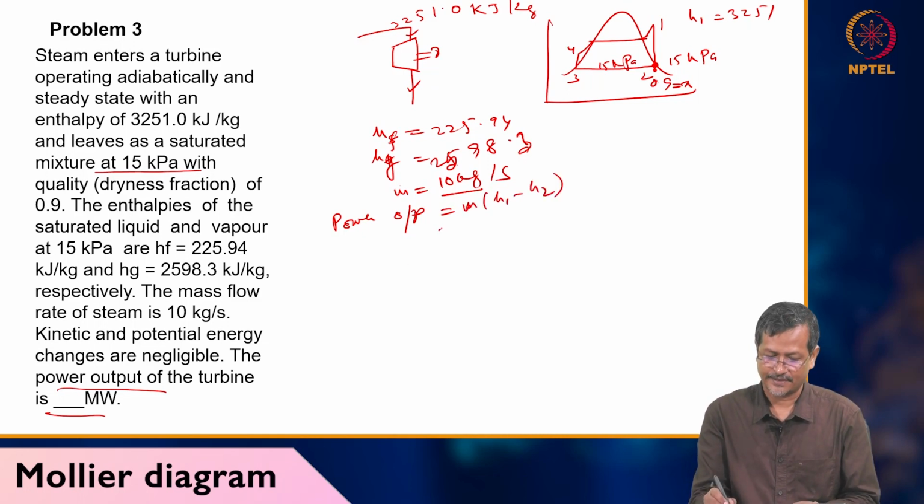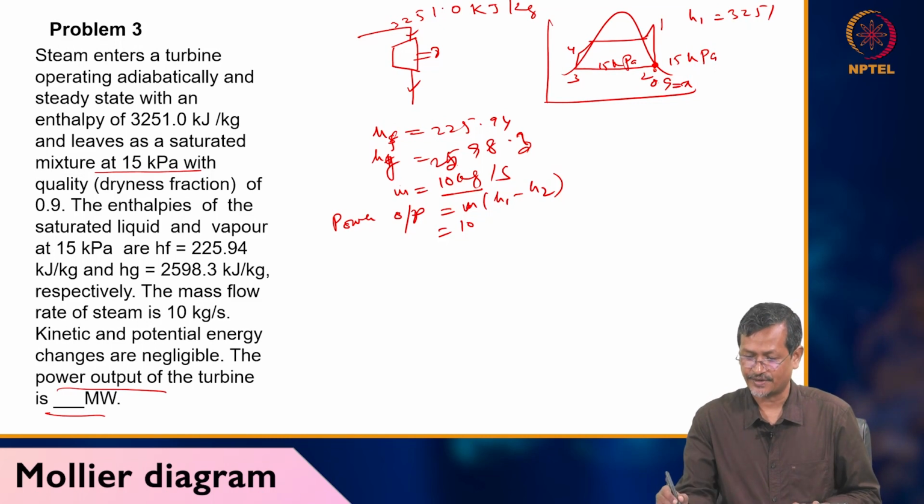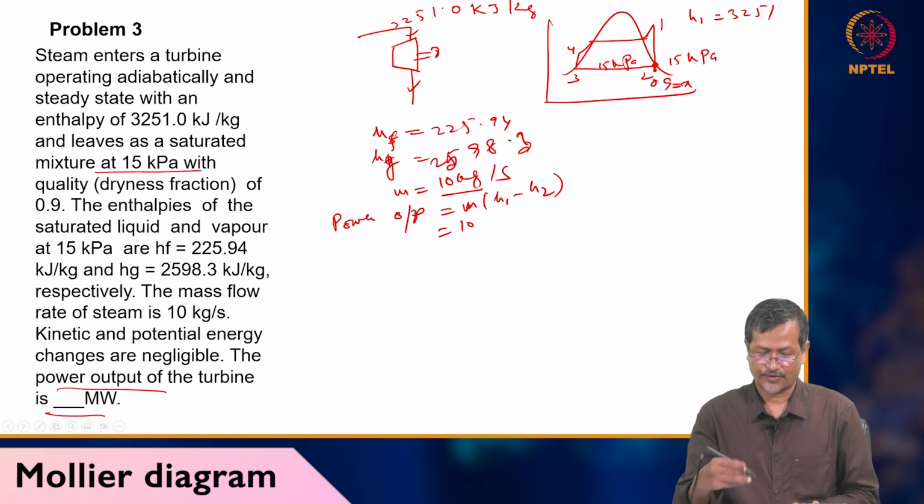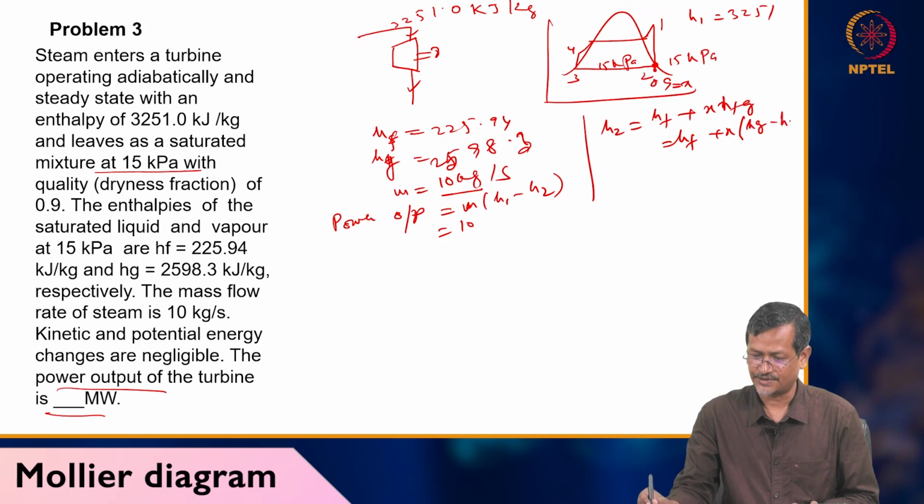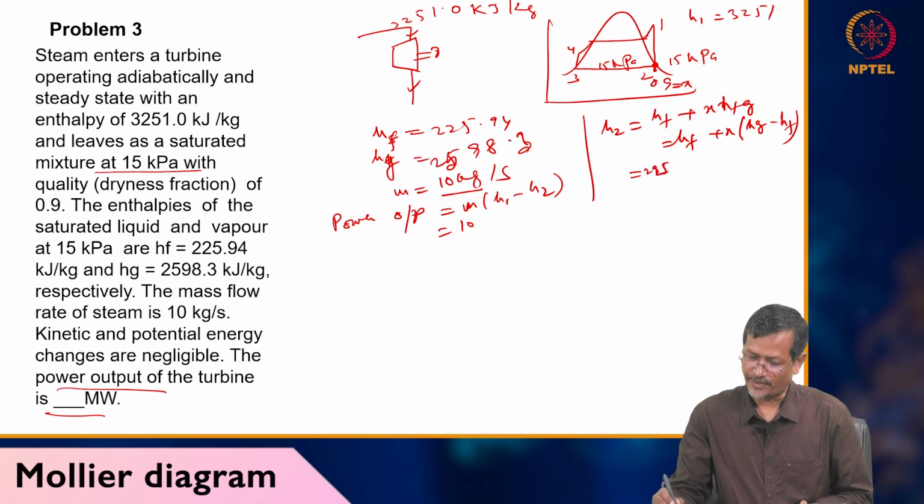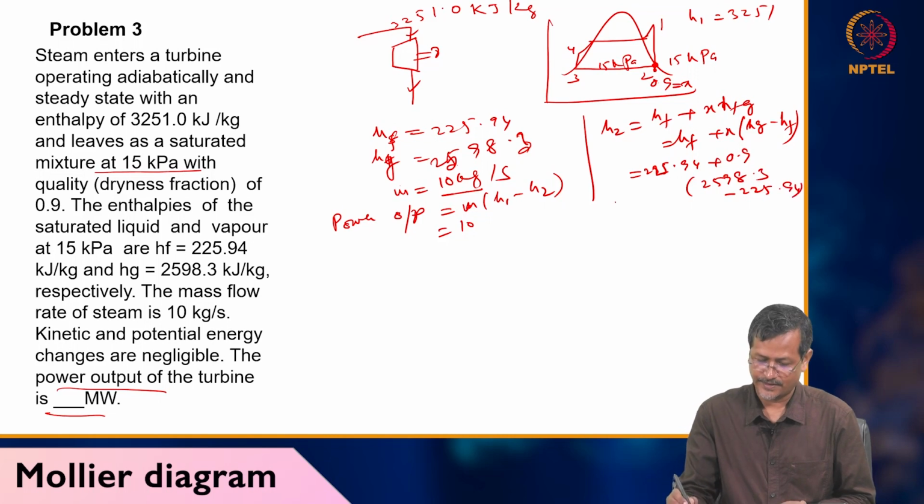So how much power are we getting? 10 times. But here H2 is not given actually, because dryness fraction is given. So from that dryness fraction you have to calculate H2. First calculate H2: HF plus X HFG, HF plus X into HG minus HF, 225.94 plus 0.9 times 2598.3 minus 225.94.